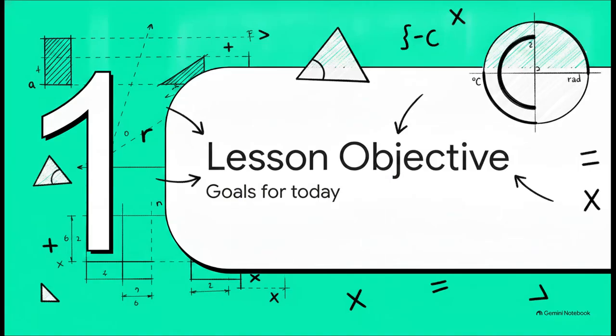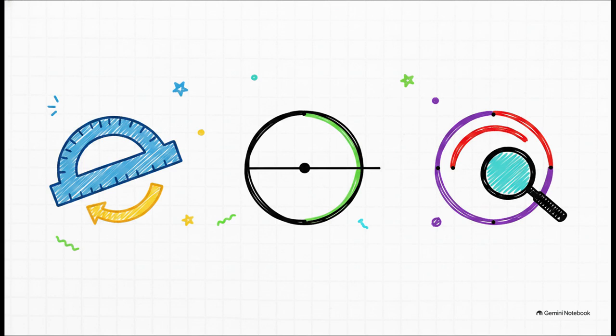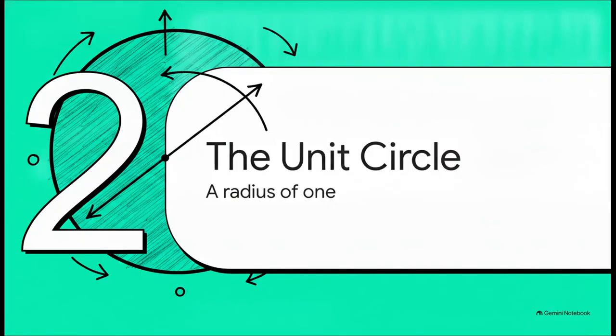Section 1. Lesson Objective. So for this explainer, the goal is basically to upgrade your whole mathematical toolkit. First up, we're transitioning from measuring angles in degrees to a way more natural method called radians. Second, we're going to make sure you deeply understand the unit circle. And third, you'll learn how to calculate arc length using those radians. You know, degrees are great and all, but just wait until you see how radians make literally everything click into place.